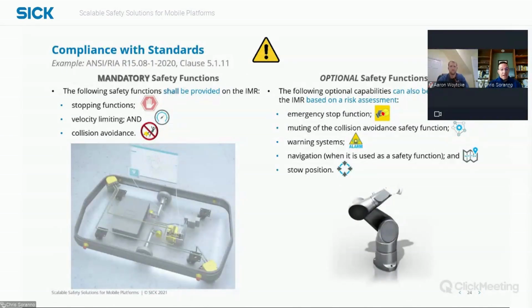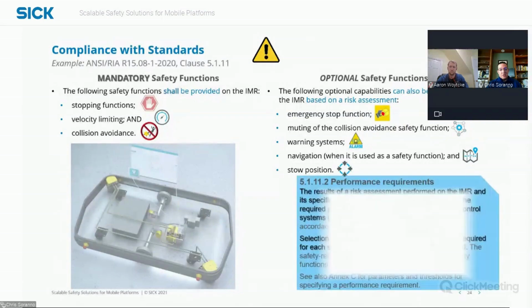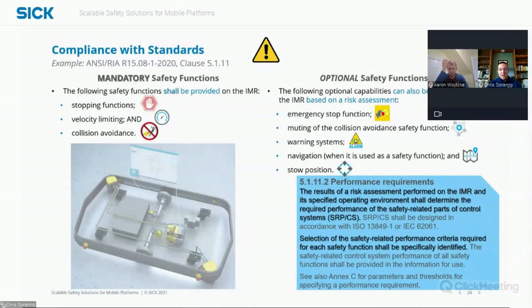What's equally important and interesting in the standard is the very next clause, which talks about the performance requirements. Here, it clearly states that the performance of the safety-related parts of the control system are dictated by the results of the risk assessment. And not only that, that the criteria applied has to be documented for each individual safety function. So the days of saying the risk in was this, we're going to throw a bunch of stuff at it, and the risk out hopefully is good enough. This is actually adding the requirement for the specificity. Identify every safety function, design the safety function to the risk, and document the process, which is what we just went through.